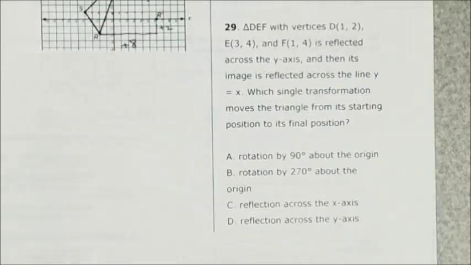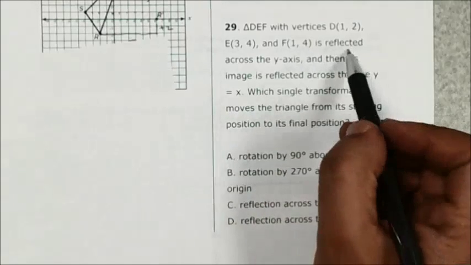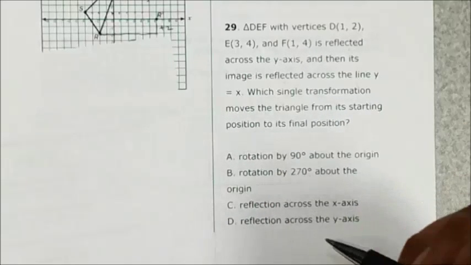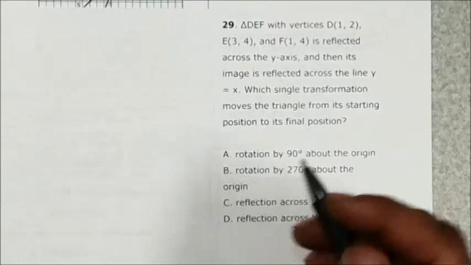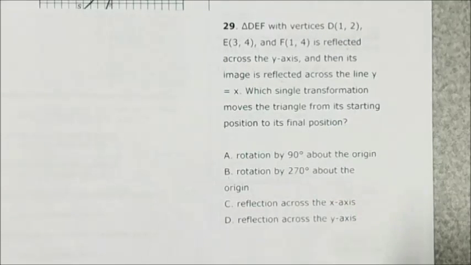All right, number 29 says triangle DEF with vertices 1, 2, 3, 4, and 1, 4 is reflected across the y-axis. Then its image is reflected across the y equals x line. Which single transformation moves the triangle from its starting position to its final position? For this one, I'm going to look at just one of these points. And I know that 2 reflections is the same thing as 1 rotation. So that tells me that I'm either looking at A or B.